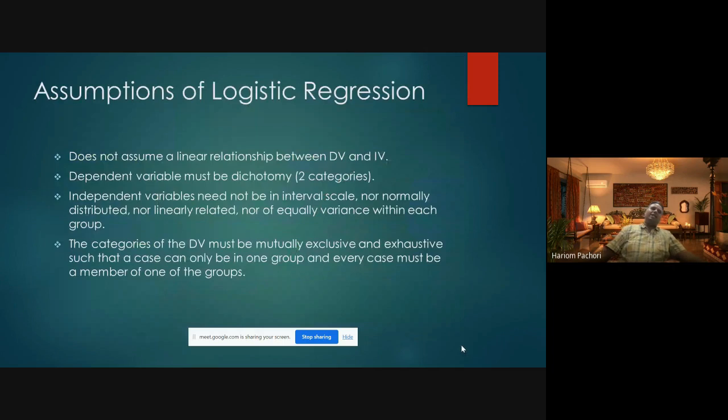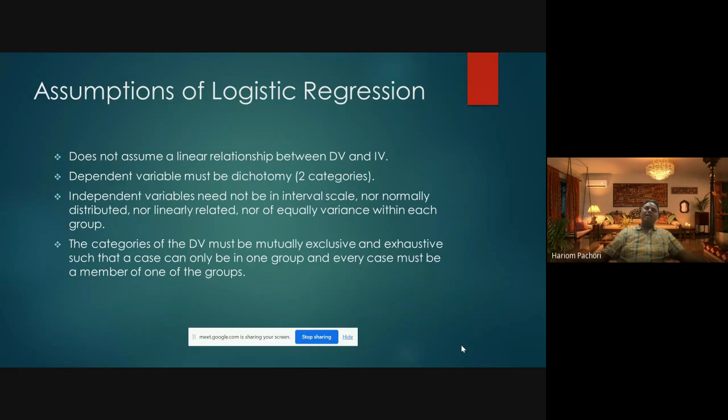So we have learned what the assumptions for linear regression are. Whenever we perform any statistical test, there are some assumptions we need to follow, and only then can you perform the test. Logistic regression is not an exception. Here also you need to follow some assumptions. So what are the assumptions?